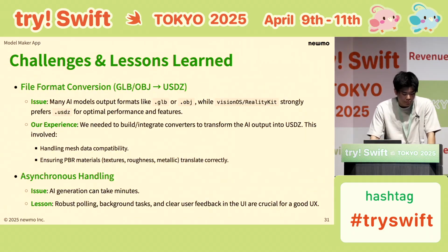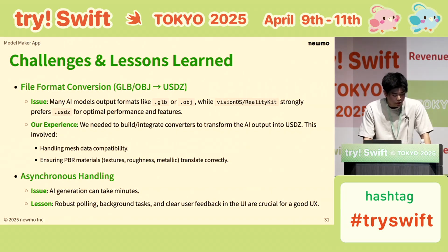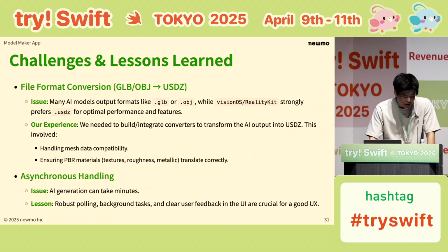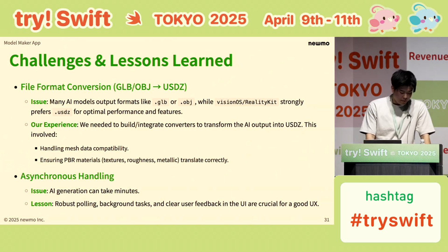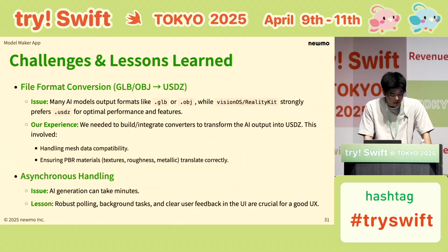We faced two main challenges building this. First, changing file types. The AI didn't output .usdz directly, so we needed to add a step to convert the file correctly, which requires deep understanding of the file format. Second, handling background tasks. The generative AI takes some minutes. So we needed a clear loading message for the user and a good way to handle errors if something went wrong during the wait.